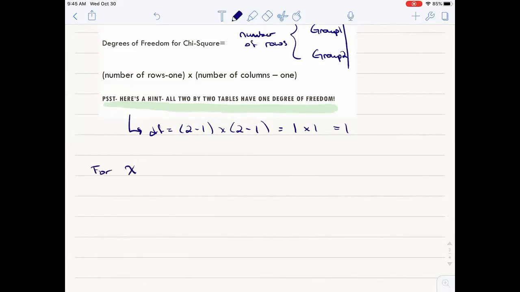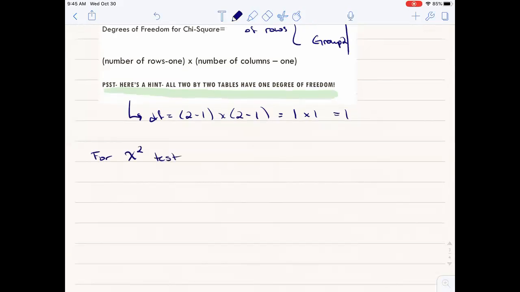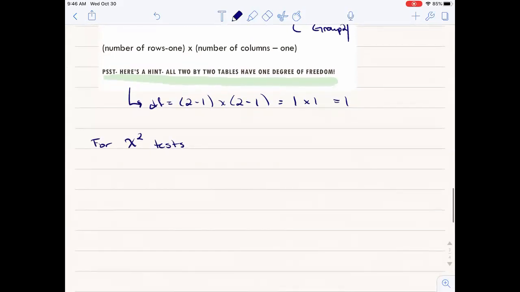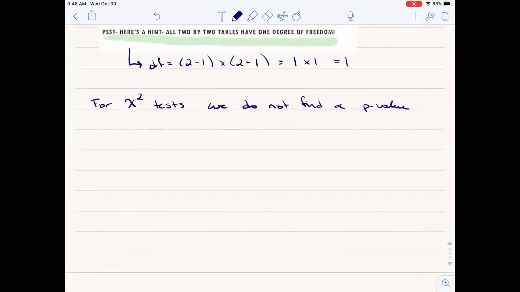For chi-squared tests, we don't find a p-value. Yay. But also, what are we supposed to do? For chi-squared tests, we do not find a p-value. Instead, we're going to find a critical value. And what you'll find is that it's actually a lot easier. So instead, we find a critical value.